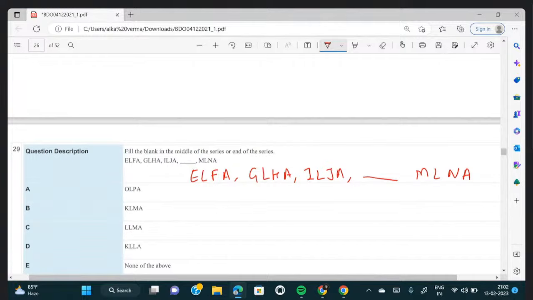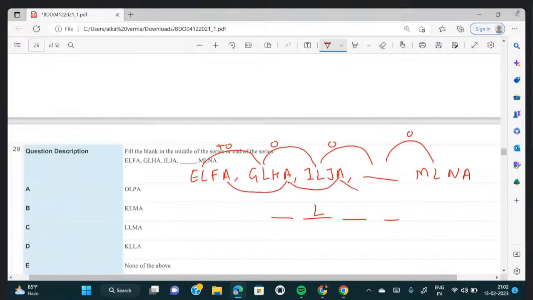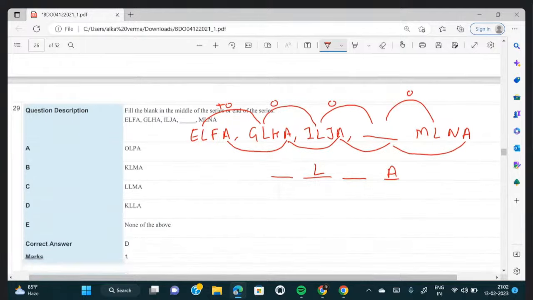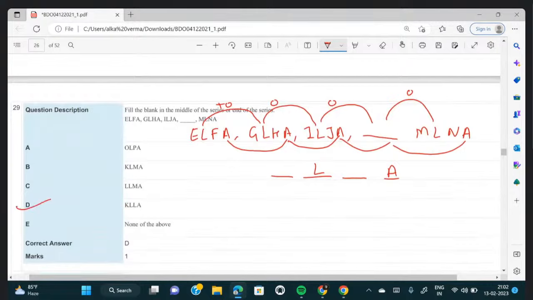If you see L, again L, that means the second letter, if I want to find the 4 letters, the second one will be L. Why? Because there is no improvement. Plus 0, 0, 0. Again it will be 0. Now look at the last letter. A, A, A, A. Last will be A. So I think now you got the answer. What answer are you getting? Option number D. You don't have to find only the full answer.